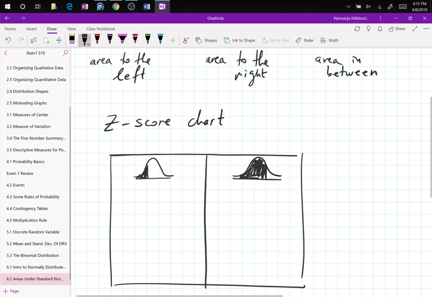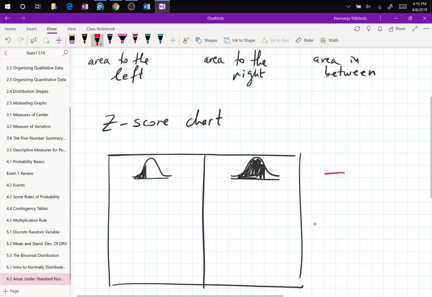Which is, in your case, at the back of your textbook. It's divided into these 2 charts. And first note that both of these are area to the left. And I put that in blood over here. Both are area to the left.